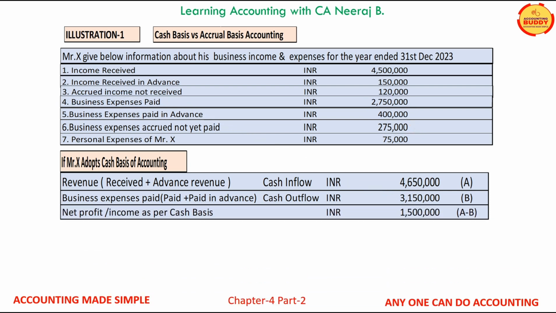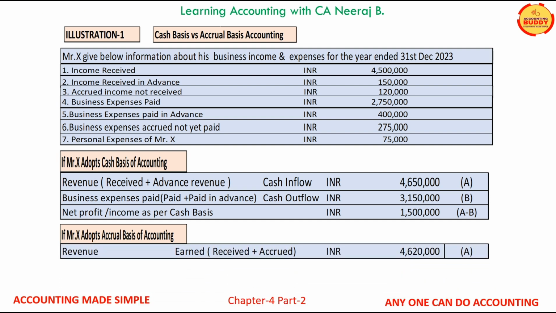Let us now consider the same business financial transactions and understand how the profit or loss will be calculated if accrual basis of accounting is adopted. Revenue of 4.62 million will be reported, which comprises of income earned and received 4.5 million plus income accrued but not received amounting to 120,000. Please note that income of 150,000 received in advance will not be considered as it is still not earned.